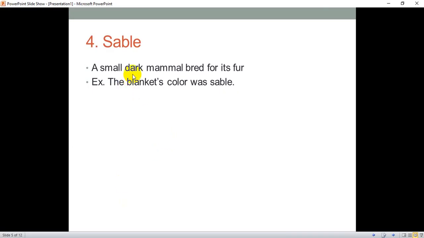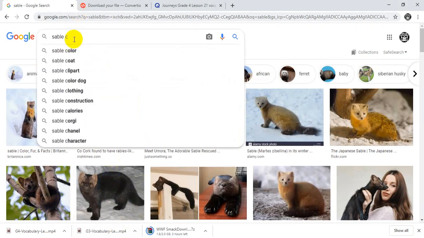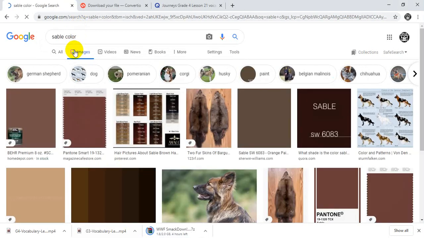So, a small dark mammal bred for its fur, like we saw. The blanket's color was sable. So, do they mean here that it was actually made of sable fur? Not necessarily. But its color was sable. So we use this color of its fur, and we call this color over here sable, this dark color. Okay, it's a shade. Okay, and we can even look over here, sable color, right? So it's this dark color over here, which is sable.